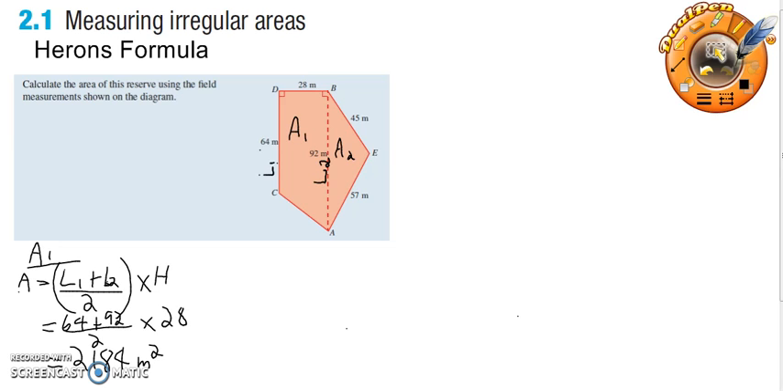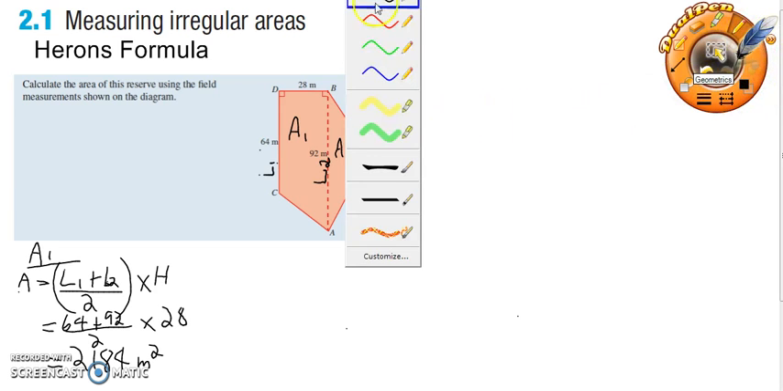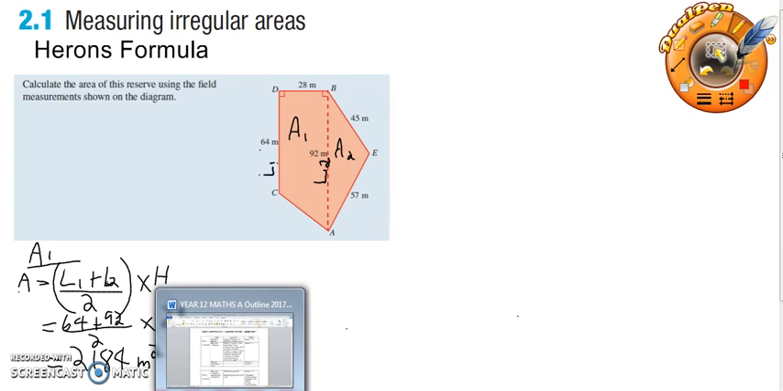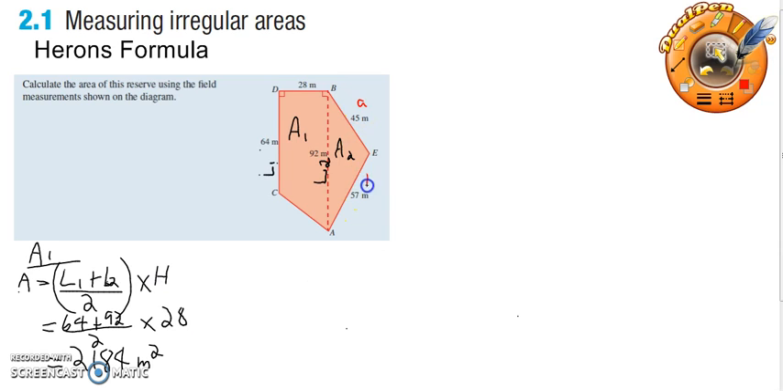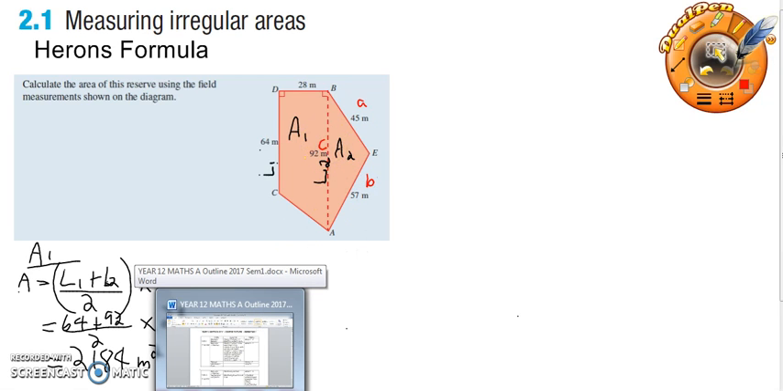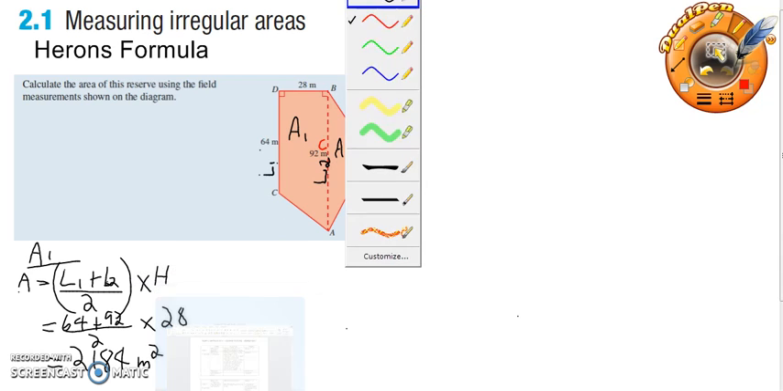So, in Heron's formula, we're going to need sides A, B and C. So my advice to you, so you don't get things mixed up later, is go and label your sides. It doesn't actually matter which side you label which letter, as long as you keep it the same throughout the whole formula. So A, B, C. And I do that just so I don't mix up which one's which.